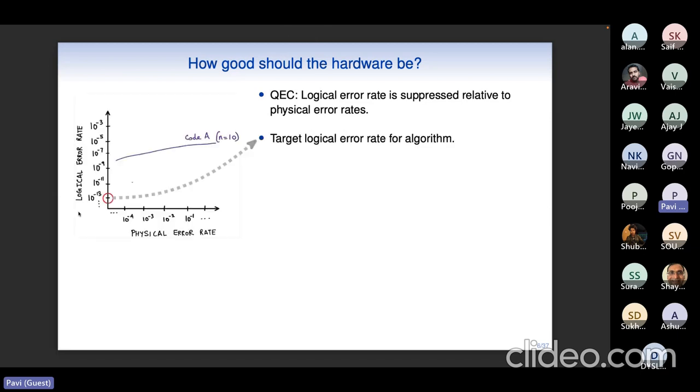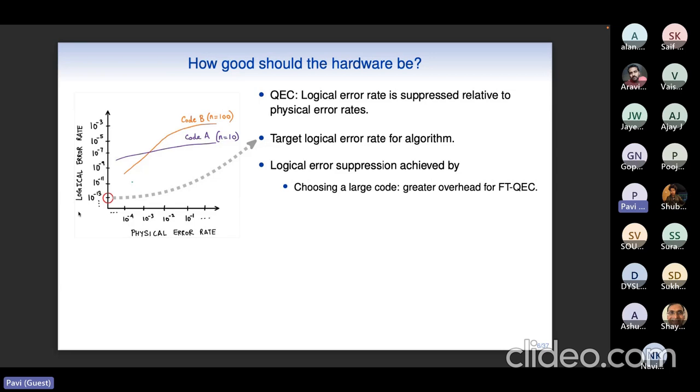To answer these kind of questions, the error correction literature uses a plot of this nature, where on the x-axis we have all the imperfections that go on at the hardware level. So this is called the physical error rate. And on the y-axis, we have the imperfections that actually lead to errors on the logical information that's encoded in the entangled states. So a negative slope curve like this says that there is some benefit to error correction, in the sense that given some physical error rate, we get a better logical error rate.